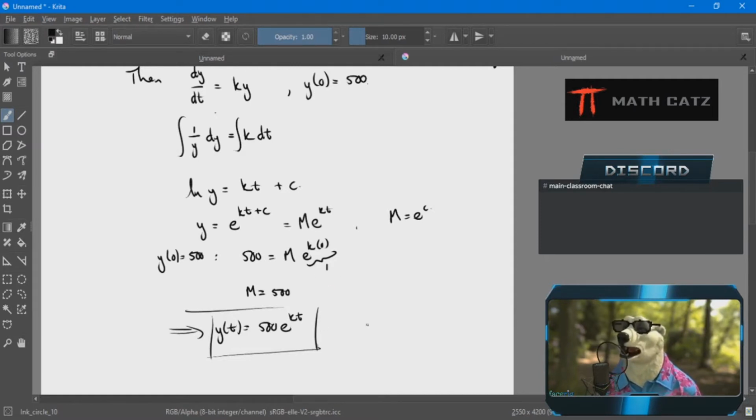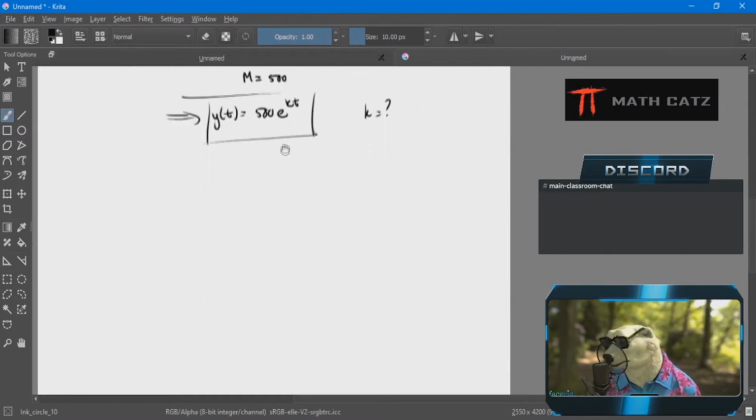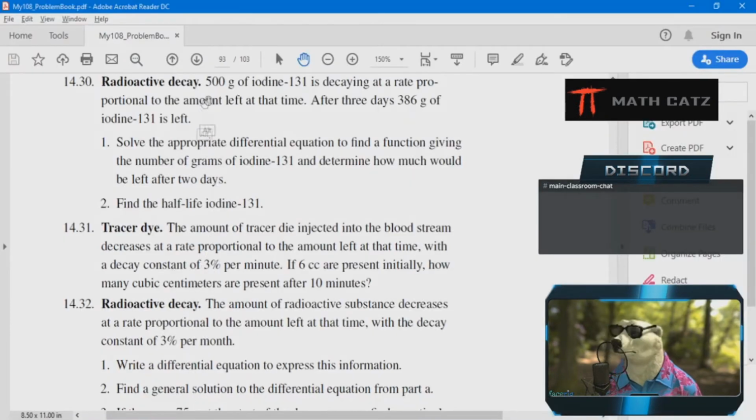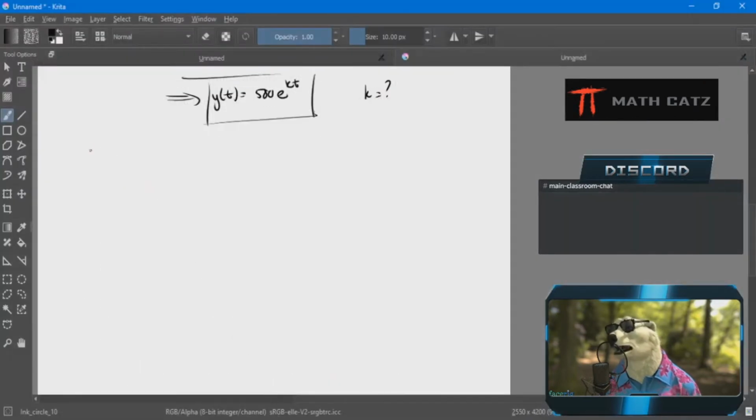So now I need to know what is k, the decay constant. And that's why they give me this other bit of information. They tell me, in addition to the 500 I start with, that after 3 days, 386 grams will be left. So after 3 days, I have some extra information that at 3 days, I have 386 down from 500.